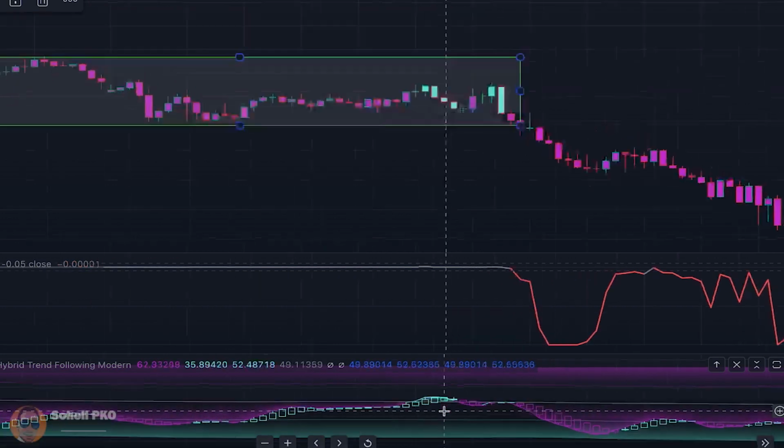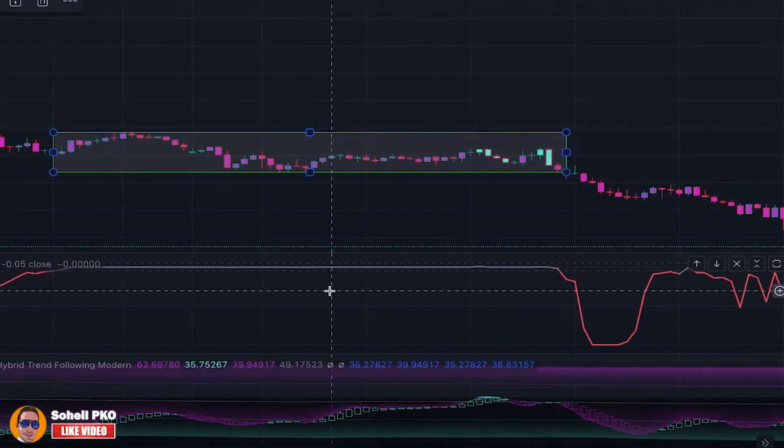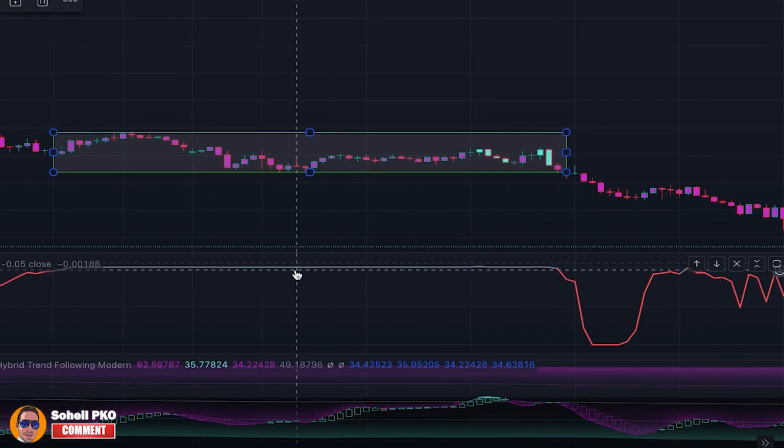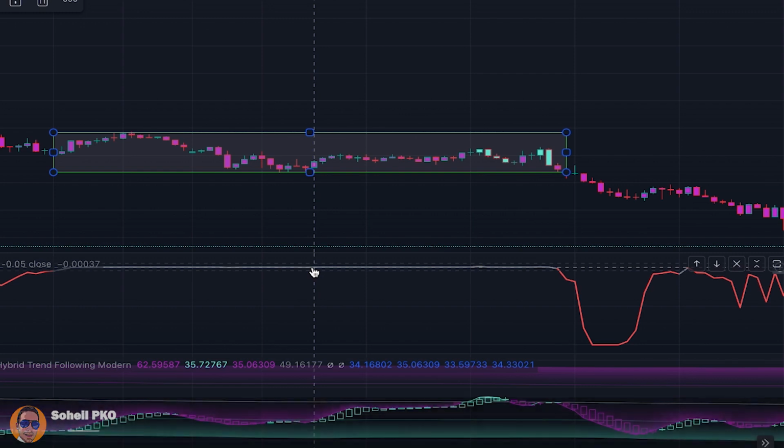This indicator is a perfect choice for trend following strategies, where by the help of this indicator, you can know when the market is flat, so you stop trading and avoid buy sell signals that are generated from your trading strategy. Alright, that's it.